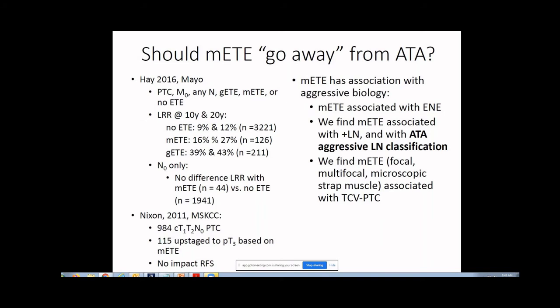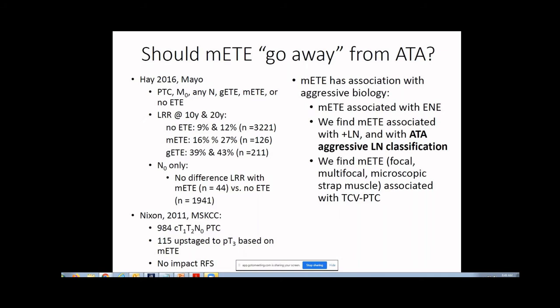Can I just make a comment? The other thing is, the ATA guidelines have multiple criteria to stratify a tumor as intermediate or high risk, right? So that's another thing that comes up in discussion in a multidisciplinary setting. For example, if I have a 1 centimeter tumor with no adverse histological features, all lymph nodes are negative, the resection has clear margins, and the only adverse feature is minimal extrathyroidal extension, that completely changes the game compared to a case that in addition has positive lymph nodes or tall cell variant.